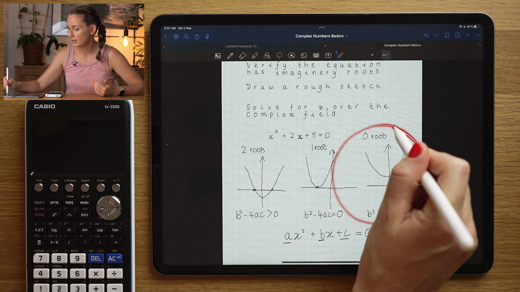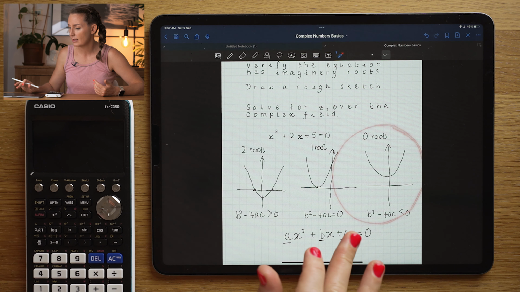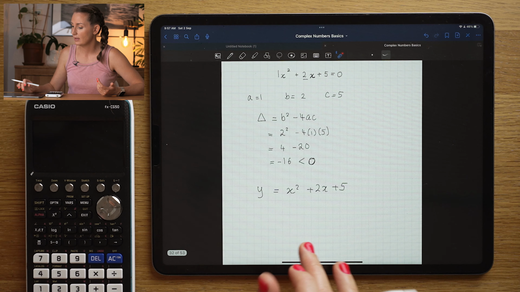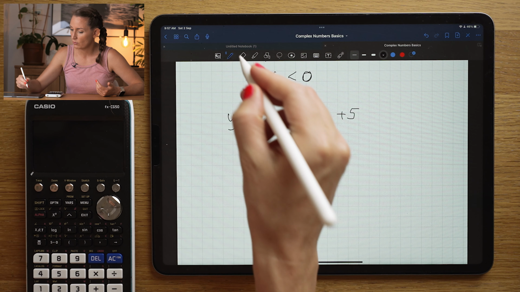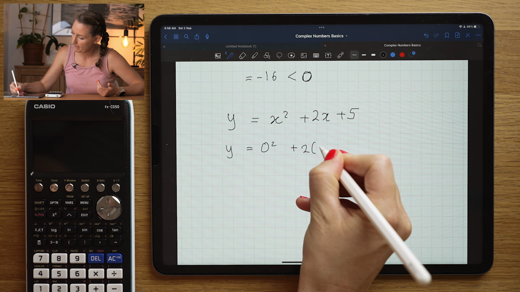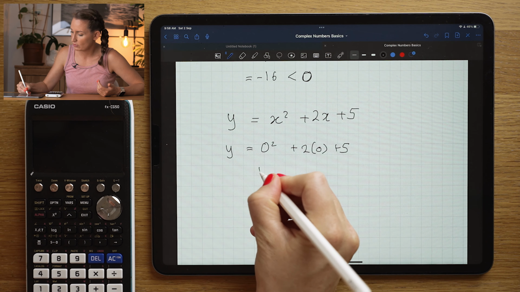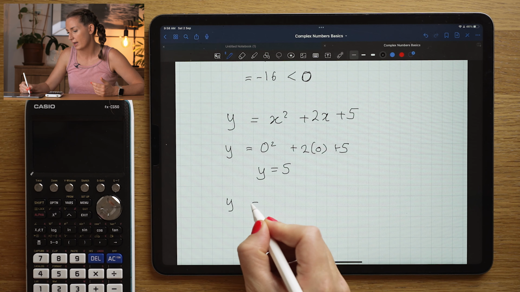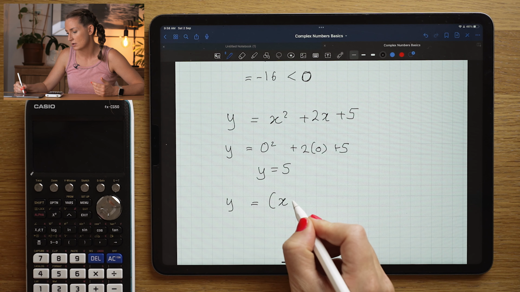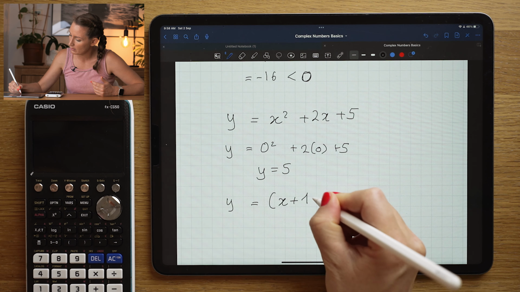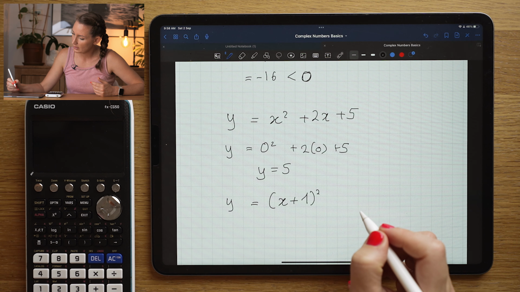So we're in this situation here. But there are two key points we can find: the y-intercept and the minimum point. For the y-intercept, we're going to make x equal to 0. So that means it goes through the y-axis at 5, and we can complete the square. Again, I have a whole series on quadratic equations that does include completing the square, so I'm going to go through this pretty quickly.